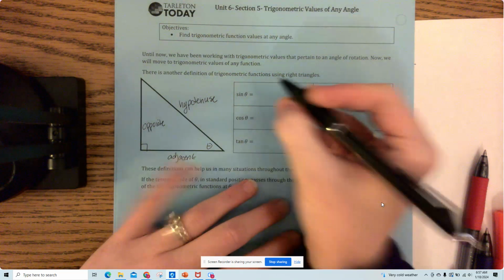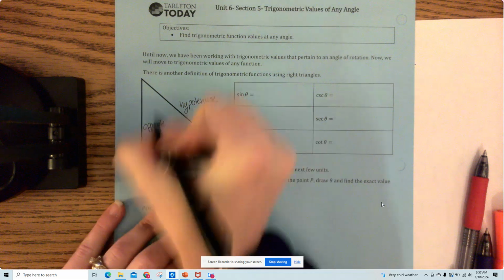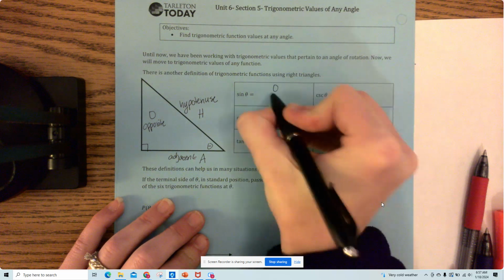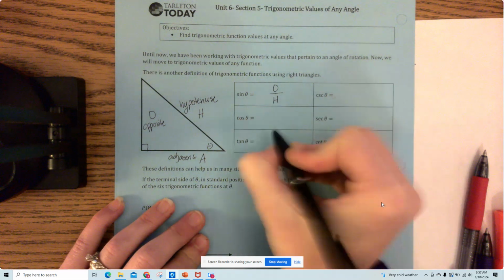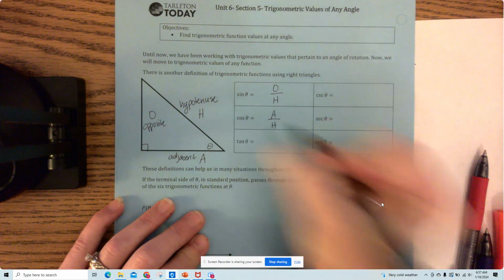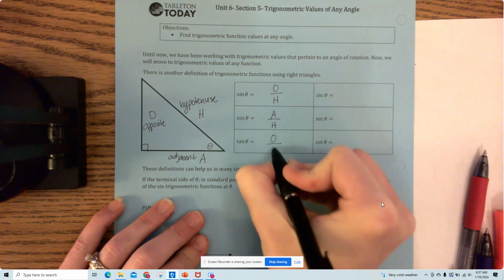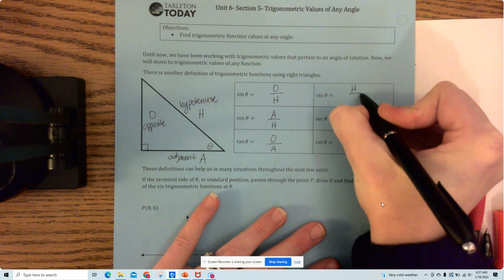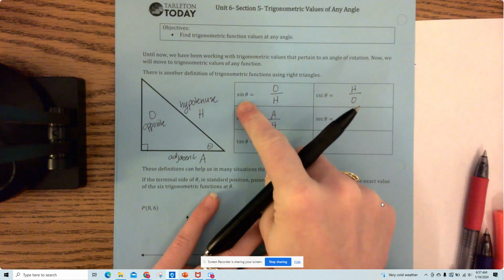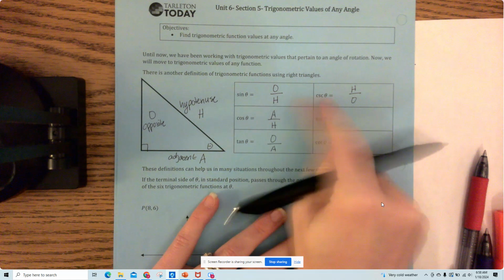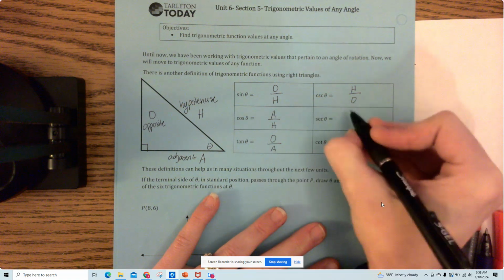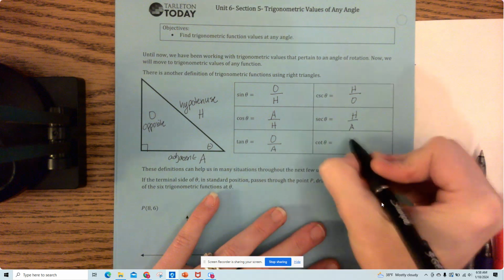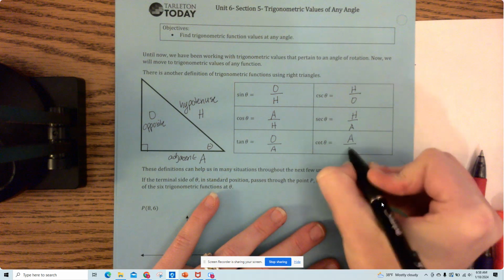I'm just going to use abbreviations here: H for hypotenuse, O for opposite, and a big A for adjacent. Sine of an angle is opposite over the hypotenuse. Cosine is adjacent over the hypotenuse. Tangent is opposite over adjacent. Cosecant is hypotenuse over opposite. These two are reciprocals of each other. Secant is hypotenuse over adjacent, and cotangent is adjacent over opposite.